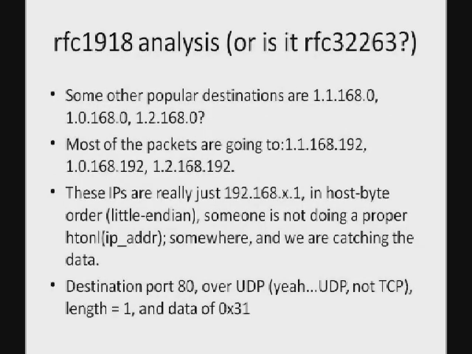Here's another interesting contributor of the traffic. What we noticed was there's some other very popular destinations where we see significant hotspot activity. This was the 1.1.168.0, the 1.0.168.0. They look vaguely familiar, so we're like, what's wrong with us? And of course, what it turns out is these are actually 192.168.x.1 addresses with the host byte order turned around. So what's happening is there's somebody who hasn't done a correct host byte order translation in their program, and it's resulting in traffic not going to the right place.